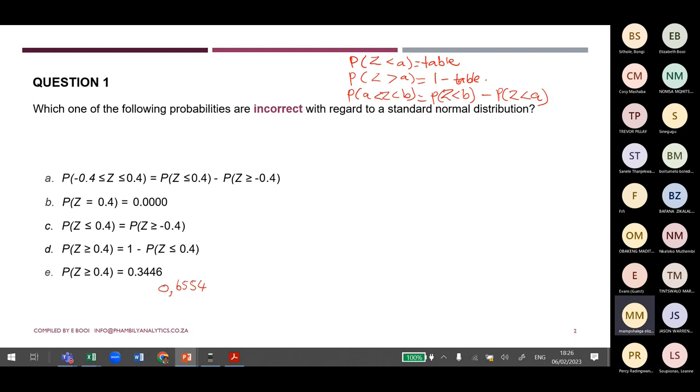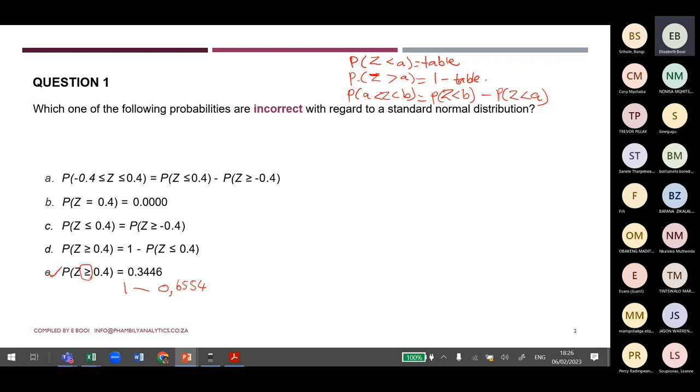No, we have to take 1 minus that amount. We have to say 1 minus that because the sign here says greater than, remember? For the probability that Z is greater than a value, you say 1 minus the value you find on the table. And the answer will be correct, because 1 minus 0.6554 is 0.3446, right?